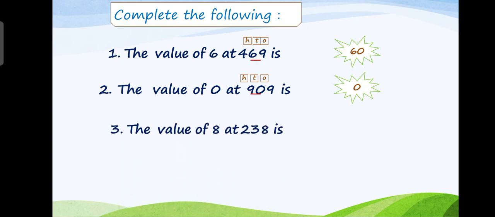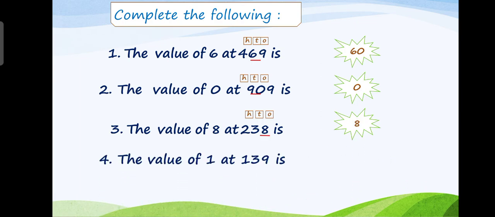Number 3, the value of 8 at 238. First step, put the places: ones, tens, hundreds. 8 is in which place? In ones. So it has how many zeros? Ones have no zeros, so it will be 8.